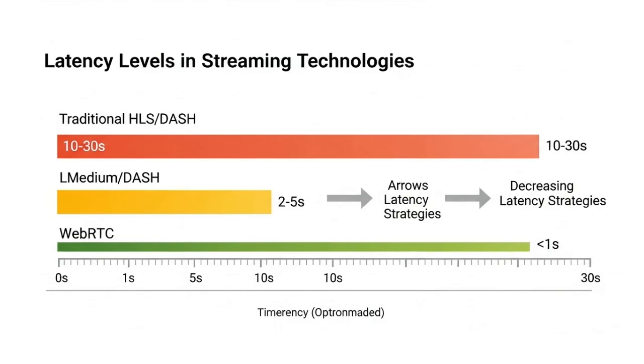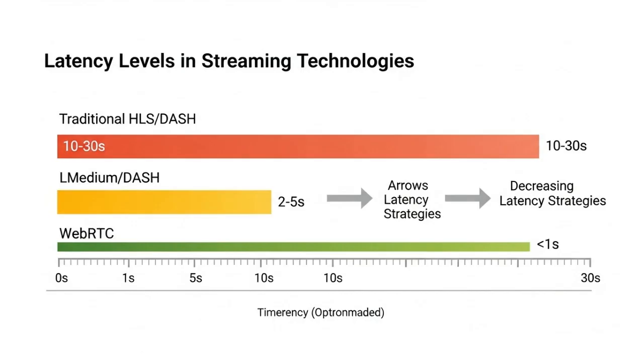While traditional HLS and DASH are excellent for reliability and broad compatibility, their inherent segmentation and buffering introduce several seconds of latency, often 10 to 30 seconds, which is problematic for interactive live events like gaming or Q&A sessions. To address this, platforms employ various strategies to reduce end-to-end latency.